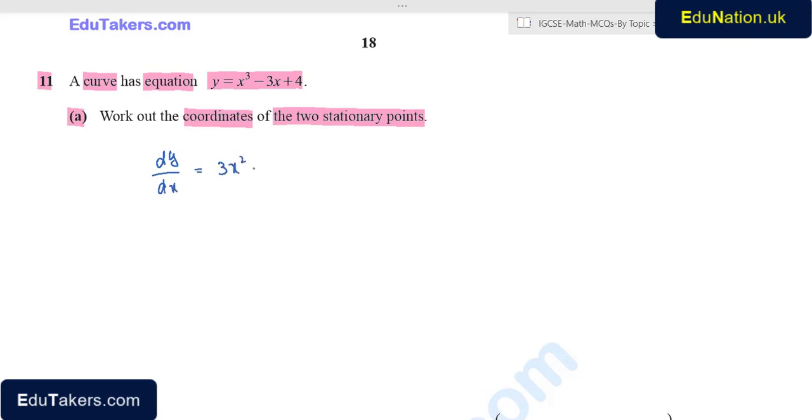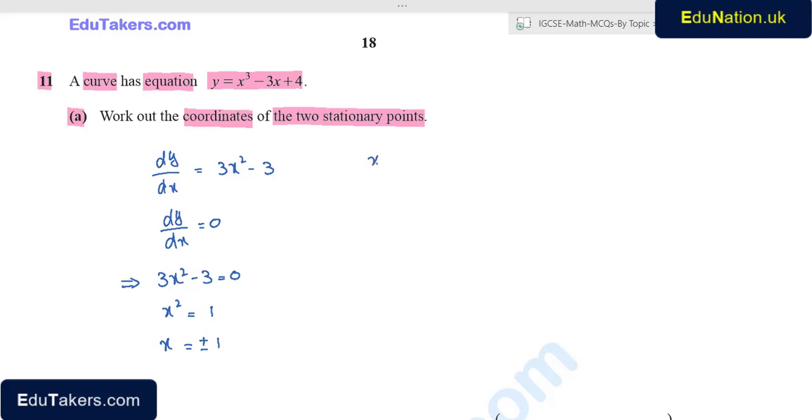3x square minus 3. Now at stationary points, the derivative is 0. So we will put dy over dx is equal to 0, and this implies 3x square minus 3 is equal to 0. From this, x square is equal to 1 and x is equal to plus minus 1.